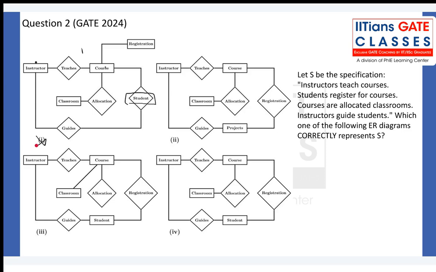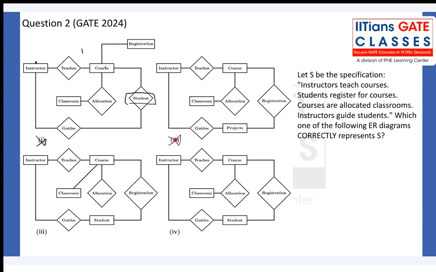Okay, perfect. Option 2, instructor teaches courses. First part is absolutely correct. Student register for courses. A student is not existing here, right? So option 2 is gone again. There's no student here. You can see there's no student entity or relationship, nothing is there. Okay, fine, perfect. Let's come to option 3.